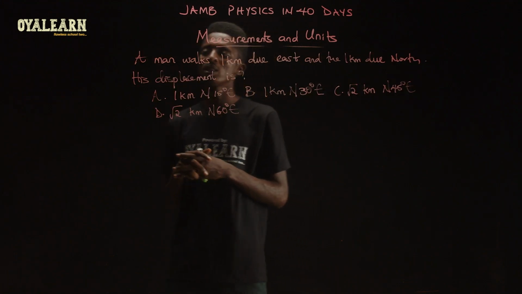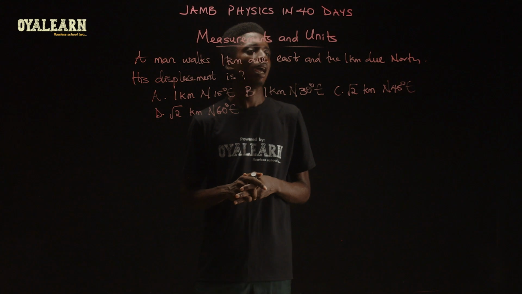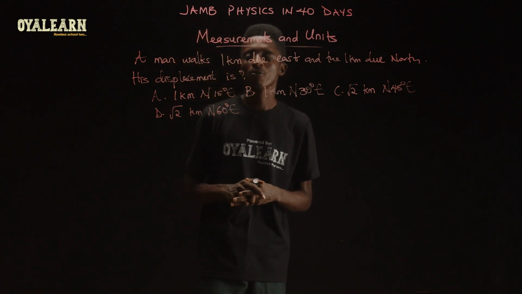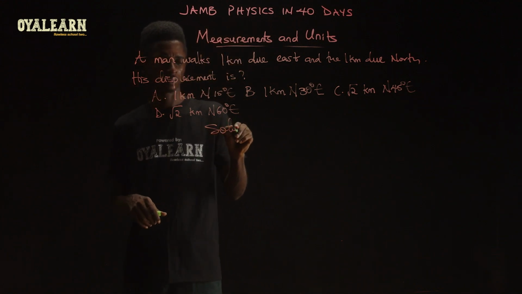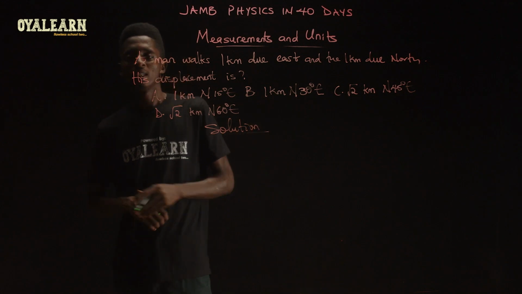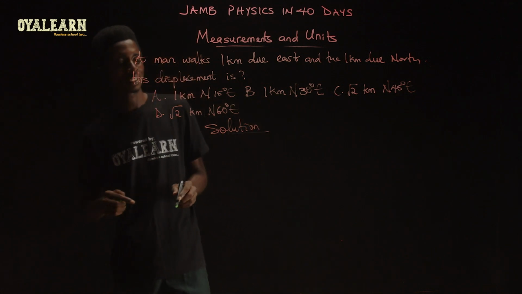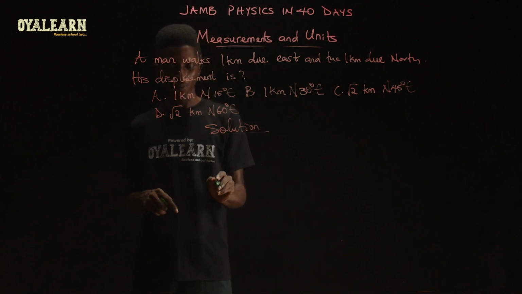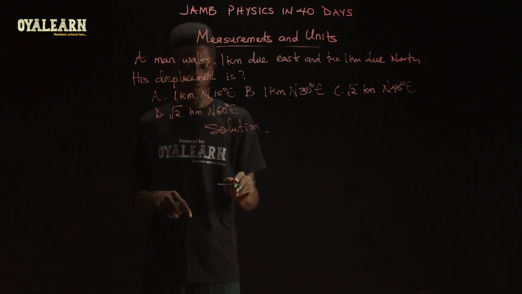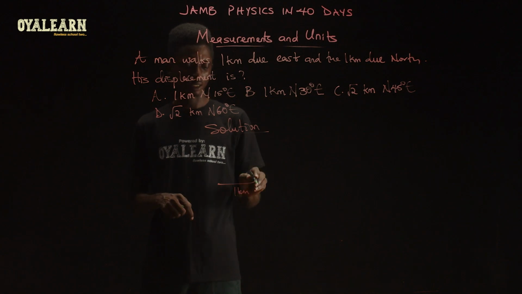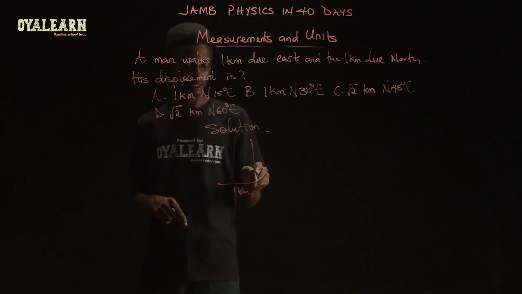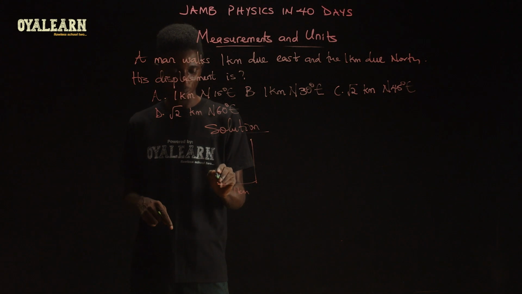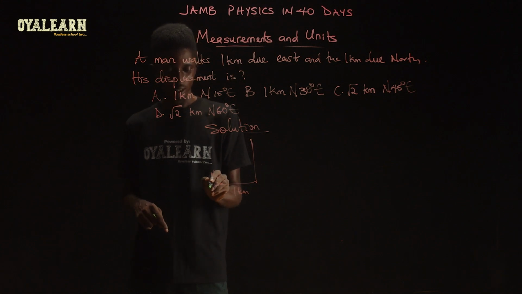In this question, we see that a man walks 1 kilometer due east and then 1 kilometer due north. So we have to find his displacement. So let's solve. Now, following the Cartesian, we know that east is going to be towards the right. So from our start point here, the man is going to travel 1 kilometer here due east and then 1 kilometer due north, right? So at this point here, if this is the start point, remember this is north, this will be west, this is south, and this is east.